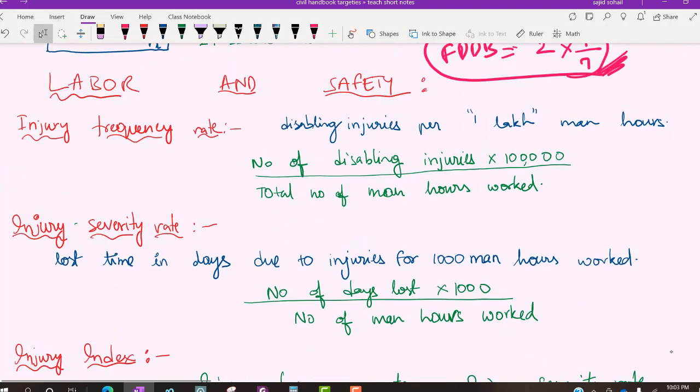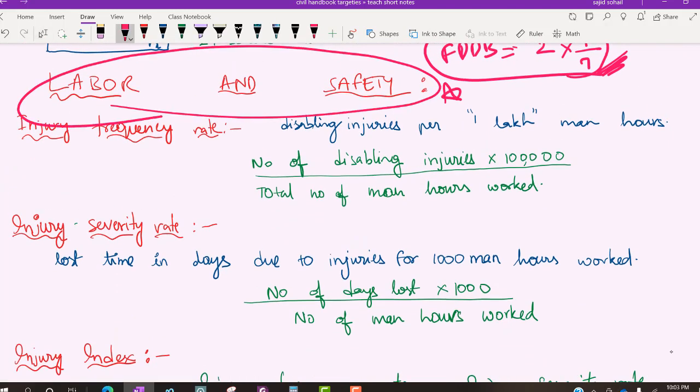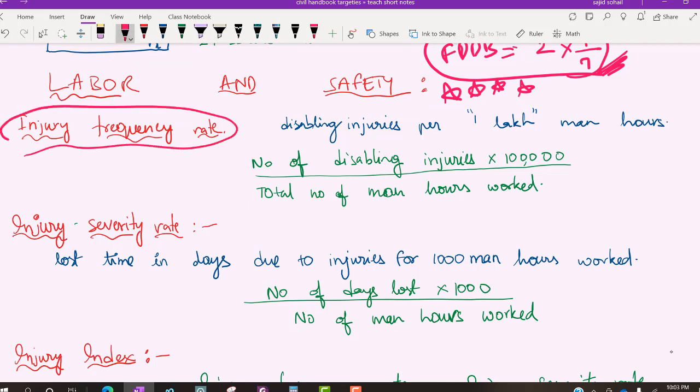Next chapter चले जाएंगे, which is labor and safety. Very simple. There are only 3 formulas. अगर क्वेश्चन आता है तो then it's a jackpot, because there are only 3 formulas which you have to remember. The first one is injury frequency rate. Injury frequency rate means the disabling injuries, we are not counting all the injuries. ऐसा नहीं है कि you got a small, like आपके ऊपर कुछ गिर गया, सिर्फ नाखून डैमेज हुआ है, not like that. Okay, so disabling causing injuries, हाथ कट गया, पैर कट गया, आंख चली गए. Disabling causing injuries per 1 lakh man hours.